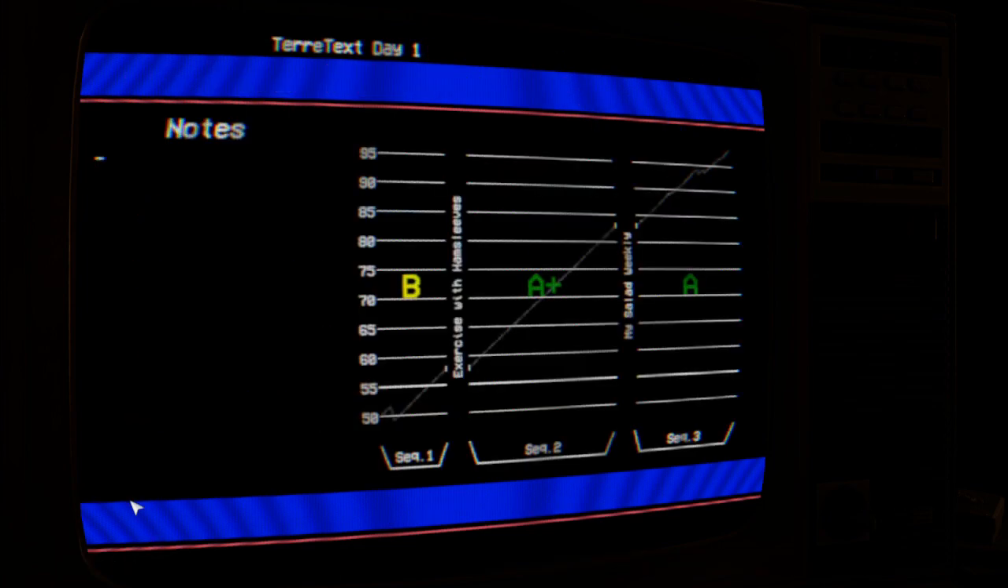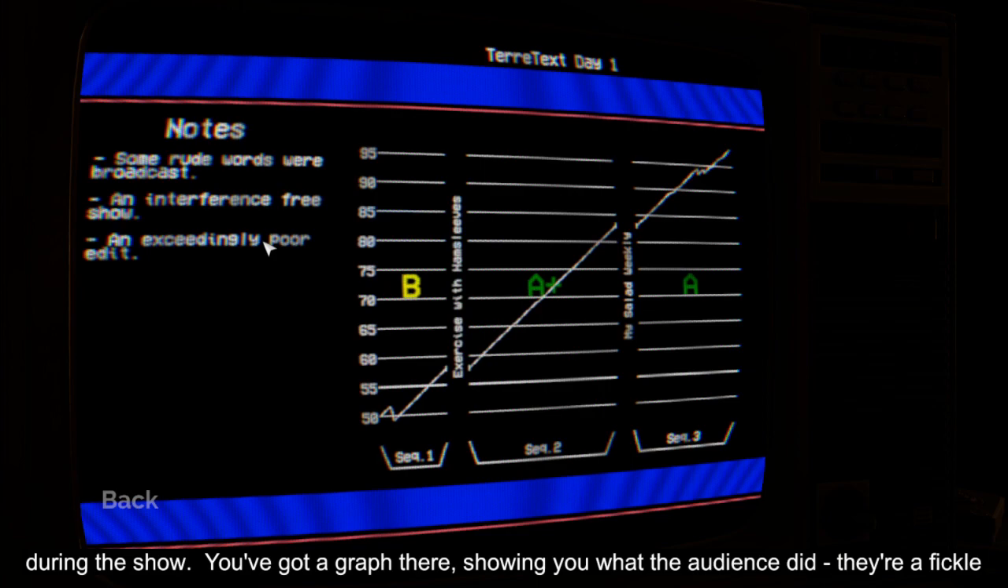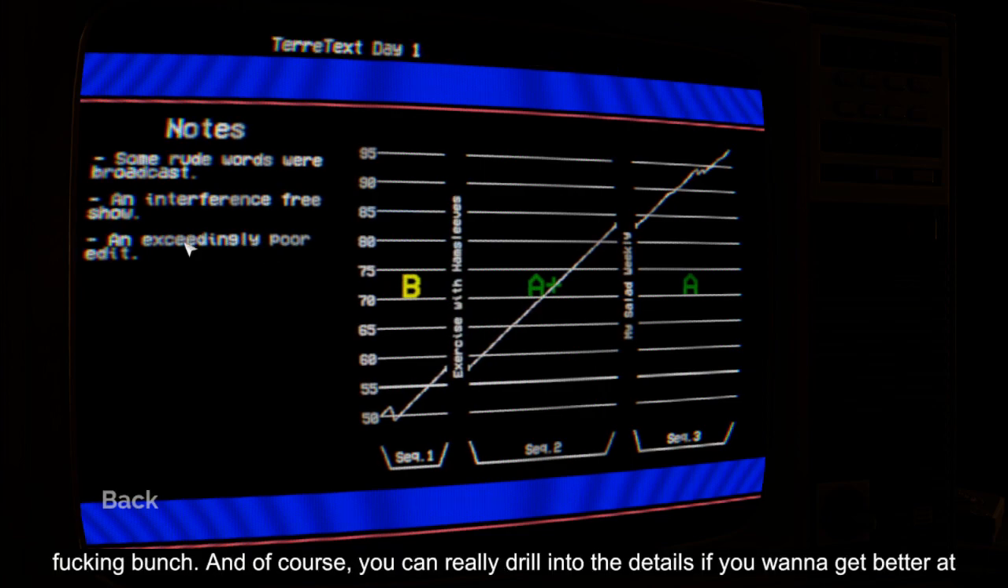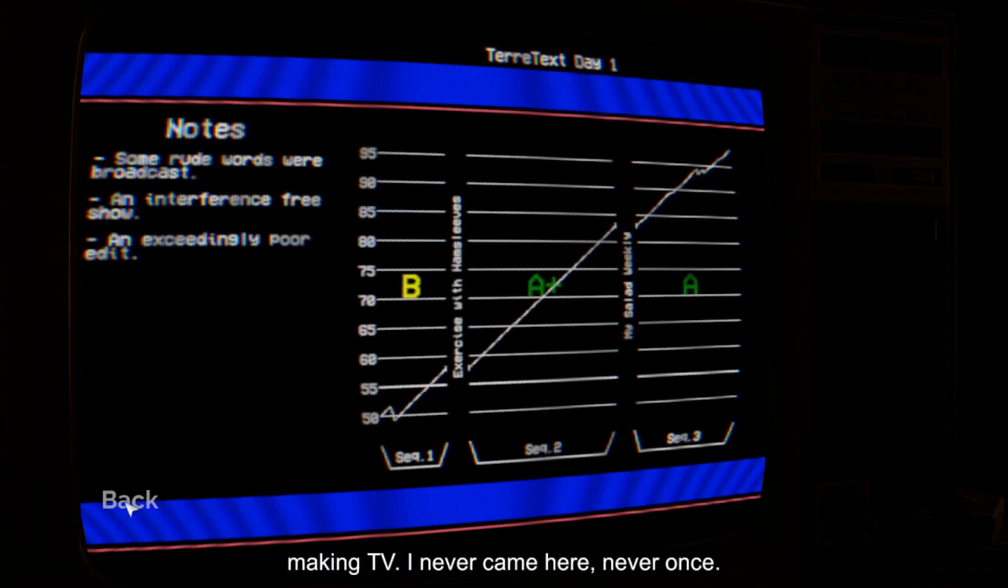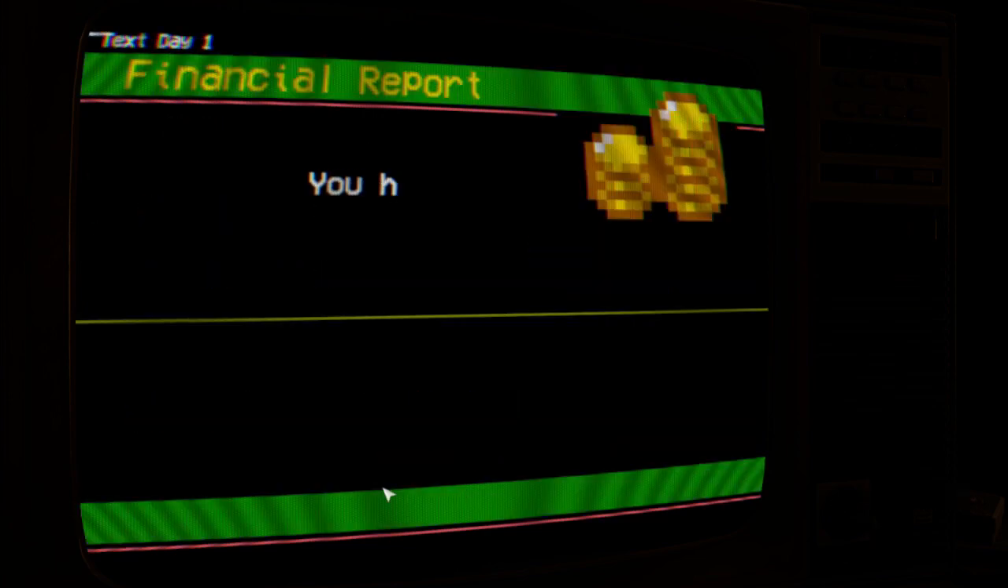Right, this is an optional section for when you really want to understand what happened. Some rude words for broadcast. What the audience did, they're a fickle fucking bunch. And of course you can really drill it down. I get better at making TV. I never came here, never once. Okay, I'm not that good.